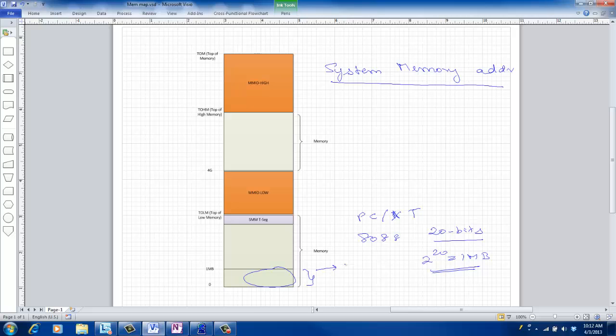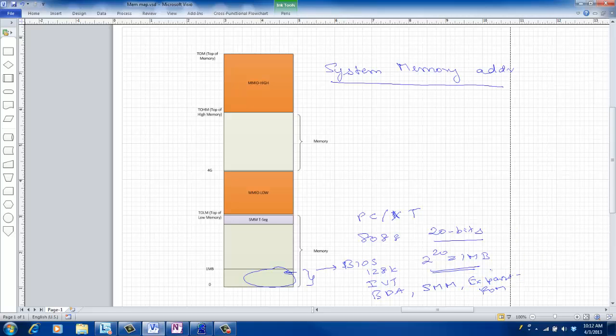The system BIOS resides in the first 128K at the top, somewhere around this area. And then there are things like the interrupt vector table, the BIOS data area, the SMM area, the expansion ROM area, and so on and so forth. We'll look at all these in the next video, but for today's discussion, let's just assume that this area 0 to 1 MB is exactly mapped the same way as it was 25 years back.